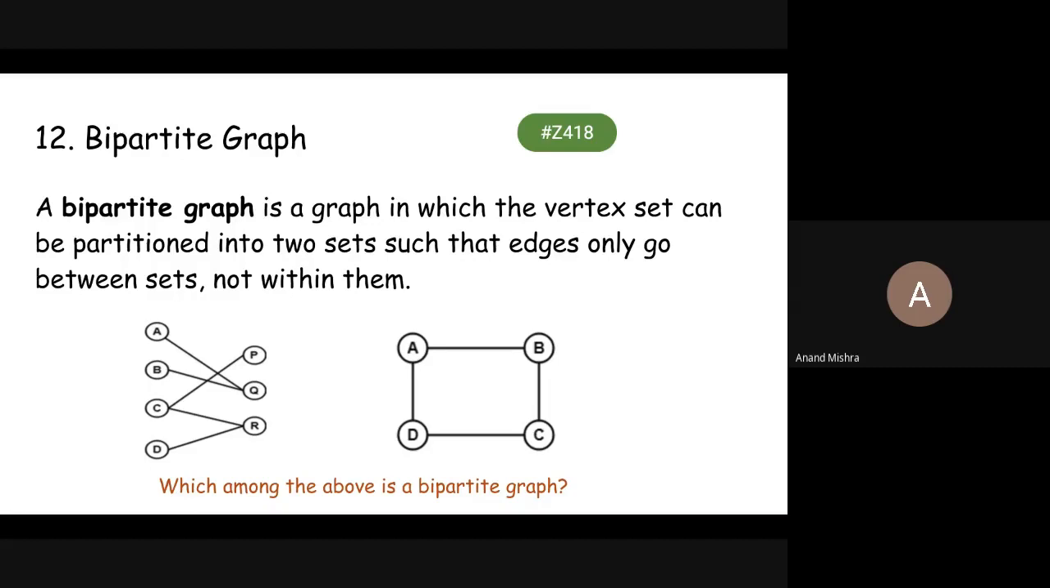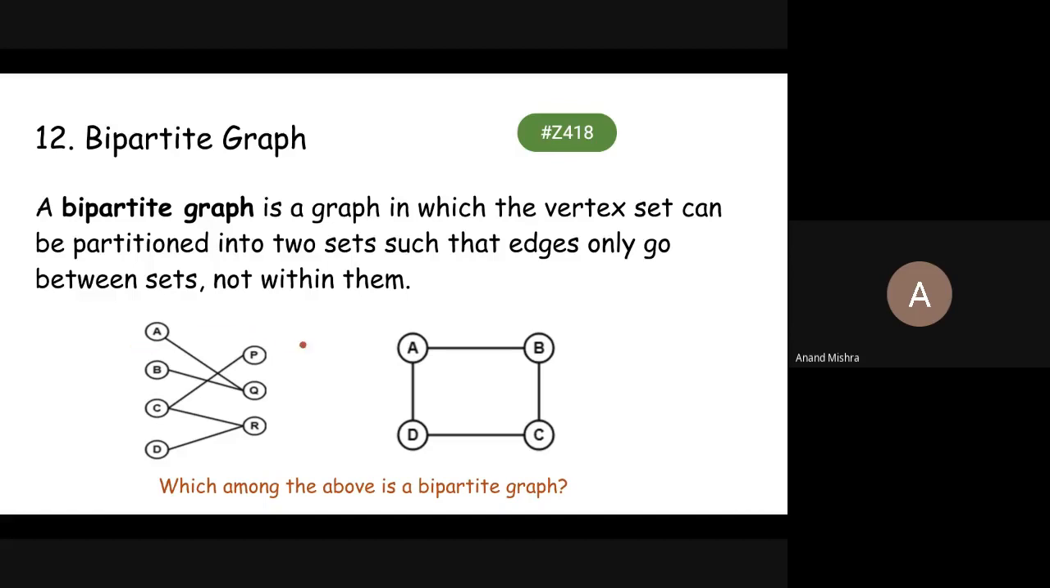Now a question: you have seen the definition of a bipartite graph. Which among these two is a bipartite graph? Which among the above is a bipartite graph? Left one, right one, or both? Left one. Why is the right one not a bipartite graph? It can also be thought of as a bipartite graph actually, right?